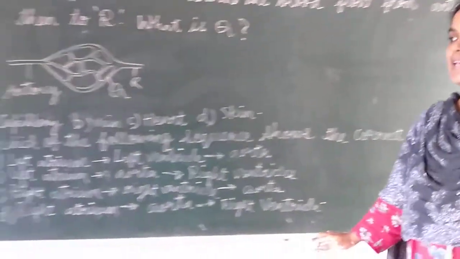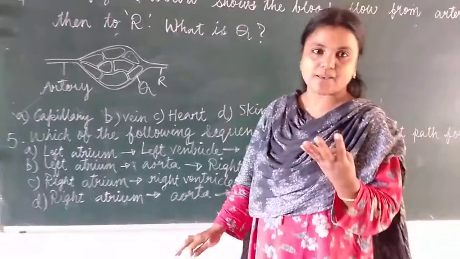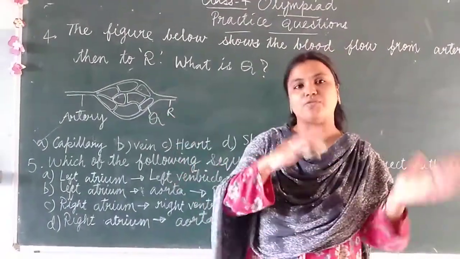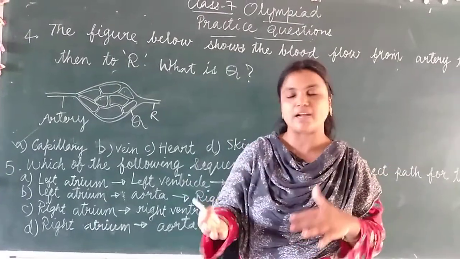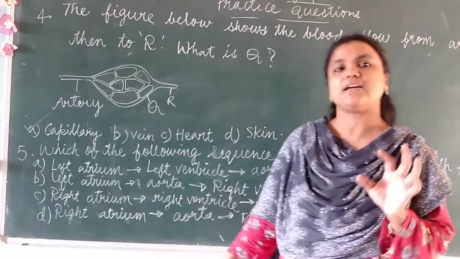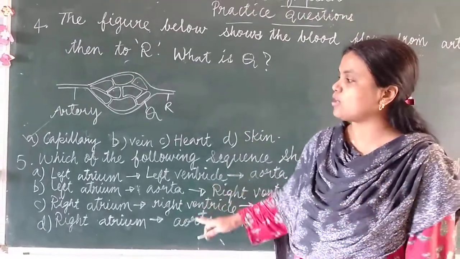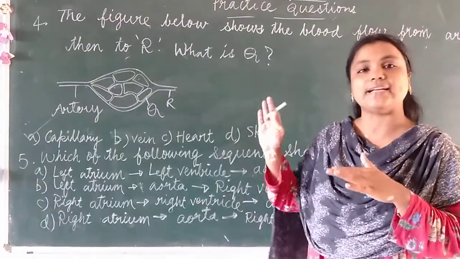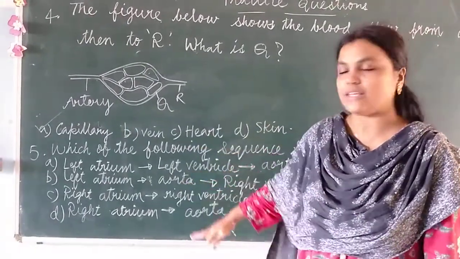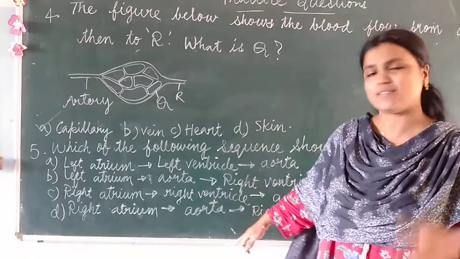Next question: which of the following sequence shows the correct path for the flow of blood? So we know that in the heart we have 4 chambers, 2 auricles and 2 ventricles. And how does the blood flow? What is the direction? How does the blood flow? So again, these kinds of options are a little confusing. So what you have to do? First think of the right answer and write it somewhere with pencil, and then match that answer with the options. If you directly see like this, you'll get confused.